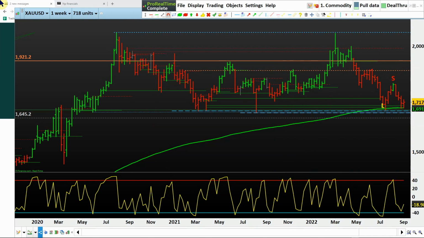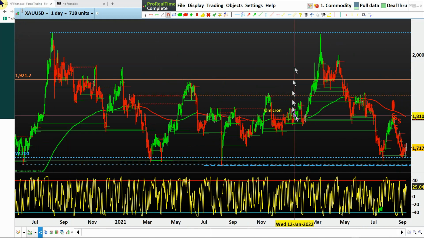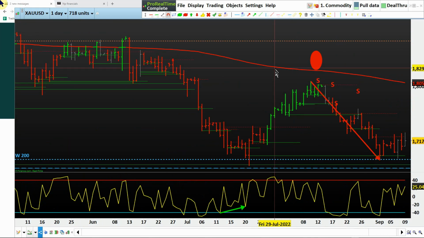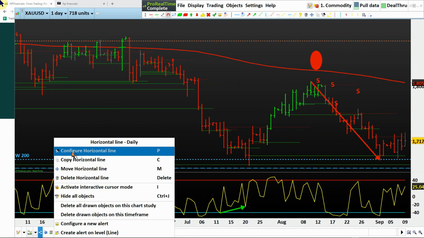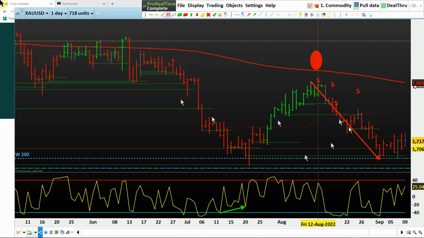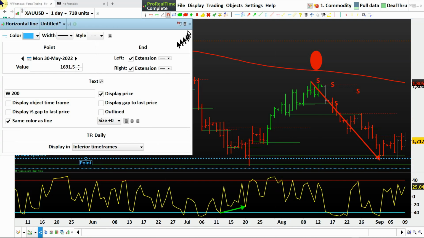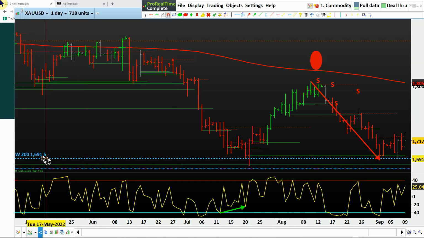91.5, so 91.5. So you can go to your daily chart, and then do two things. One thing, you can do this as a weekly line from the weekly, that was 1691.5, isn't it? Yeah. So weekly 200 is 61.9. You can actually go for the horizontal line and display price. In display price it will be having 691.5.